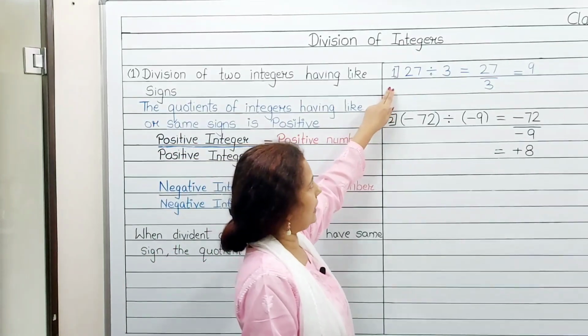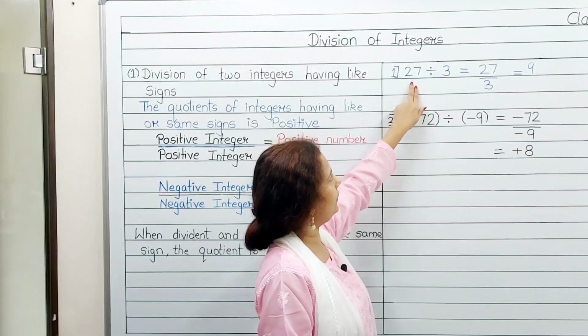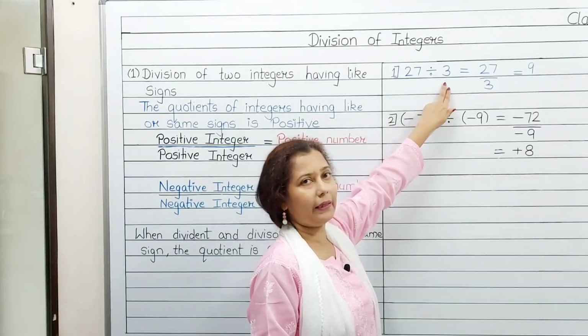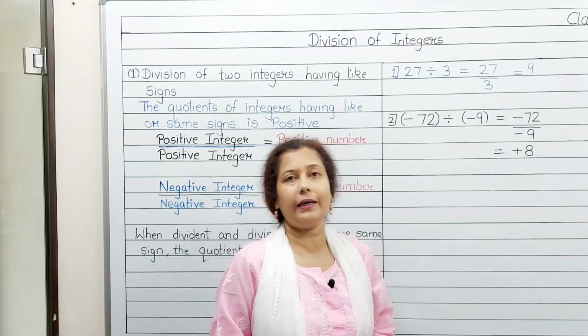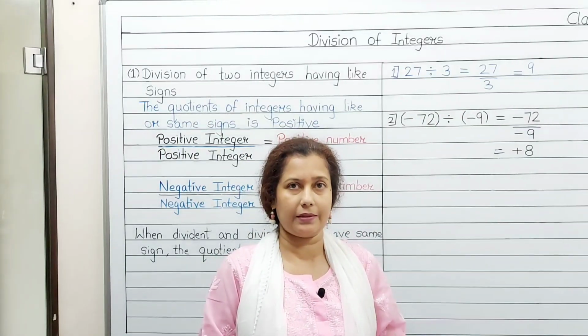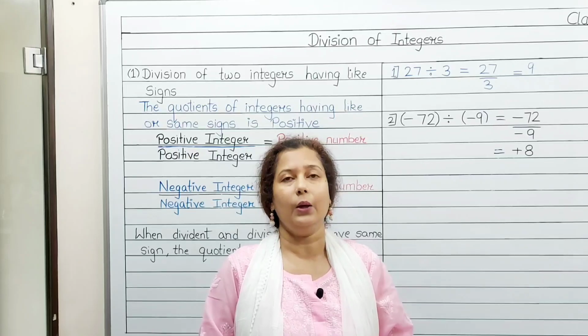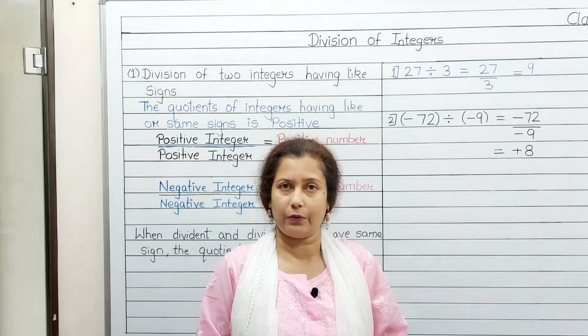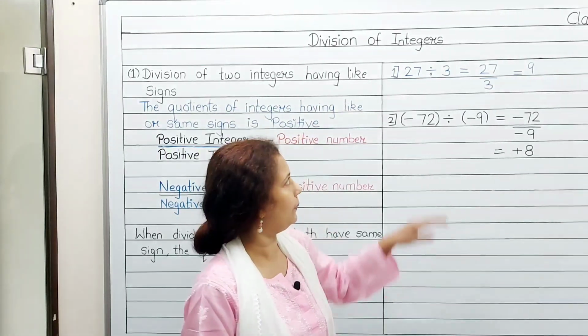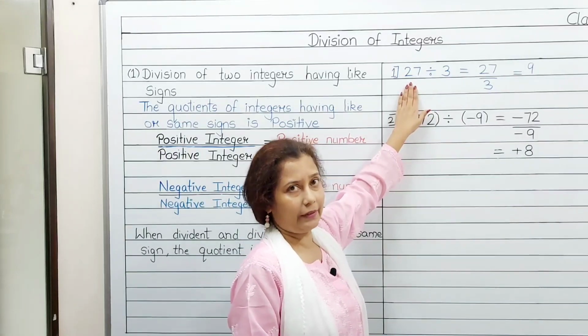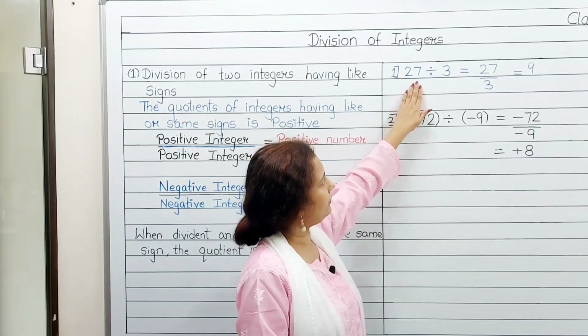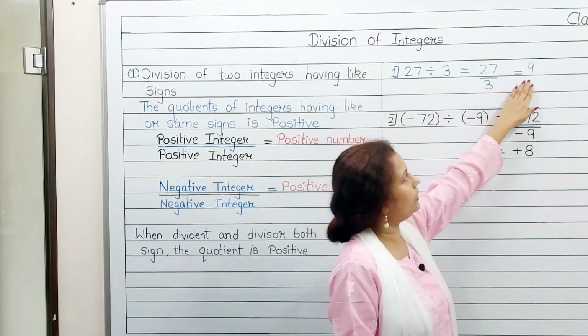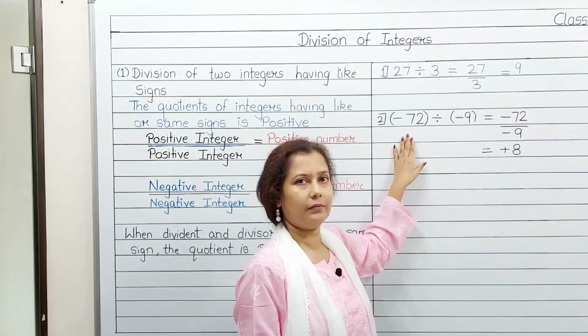We will see examples over here. First example is 27 divided by 3. Here we are not writing plus 27 or plus 3 because we know that when no sign is written in front of a number, it is a positive number or positive integer. So 27 divided by 3, we get quotient as 9.